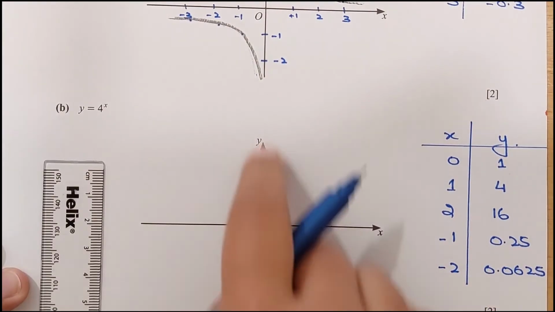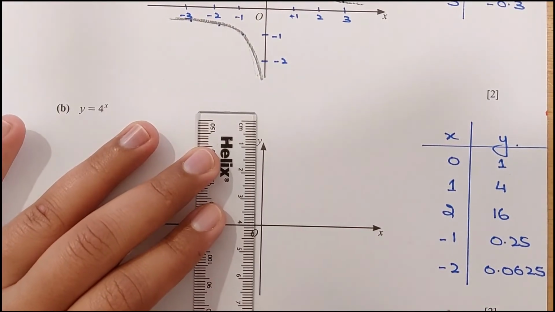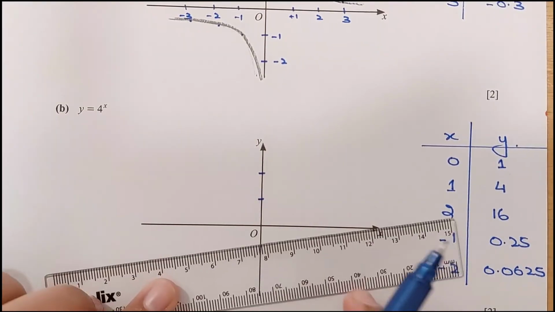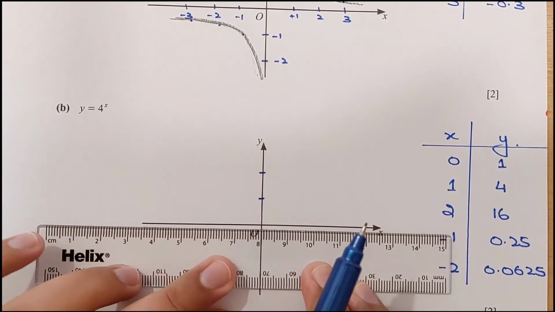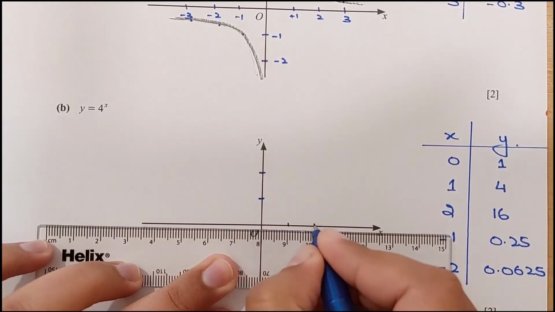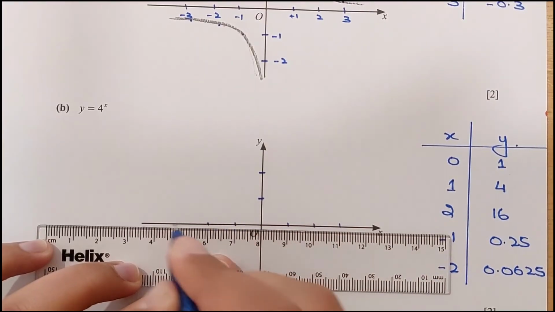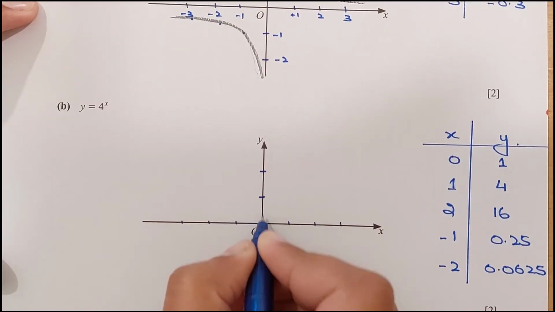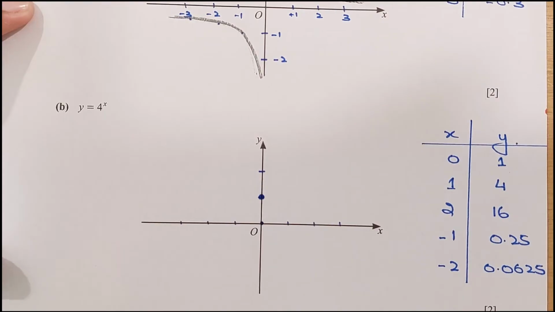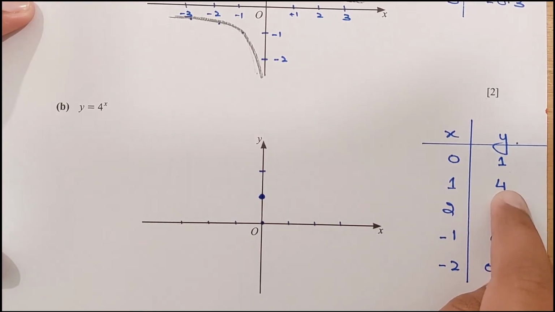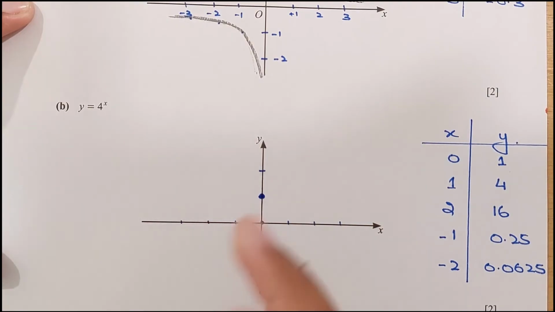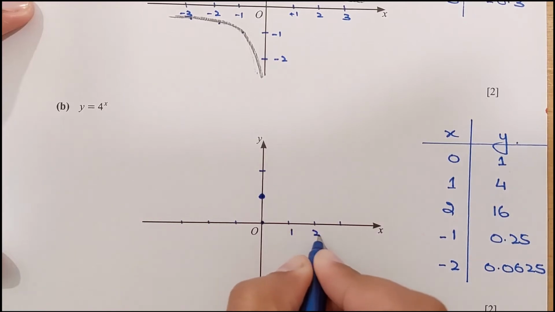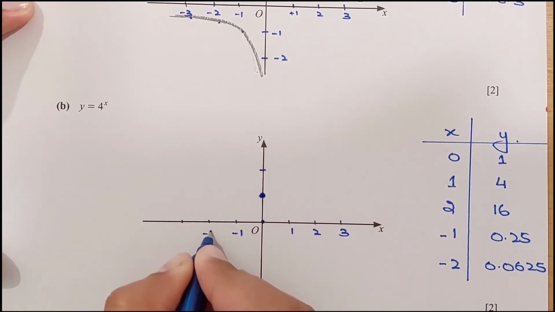So as you can see, all the y values are positive at the top, and the x values are 0, 1, 2, 3, minus 1, minus 2 and minus 3, right? So when x is 0, y is 1, this point, right? When x is 1, y value is 4. Let me do the scale first. So this is 1, 2, 3, minus 1, minus 2 and minus 3.